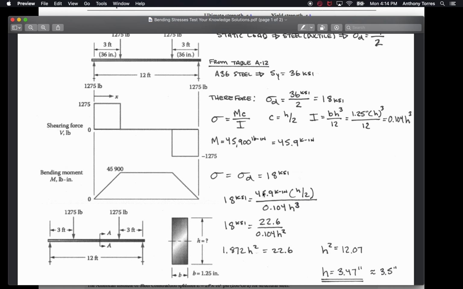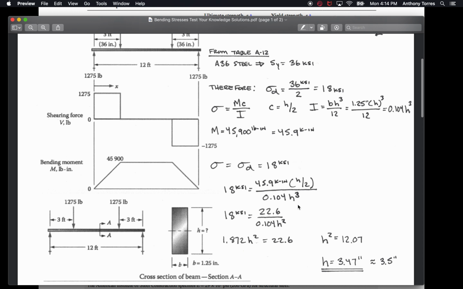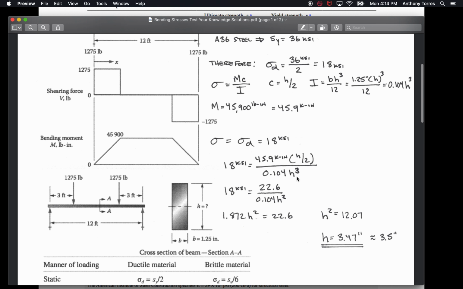C is H over 2. I is 0.0104 H cubed. Just solve for H now instead of sigma like we normally would do. I'm just doing some math here. With the H over 2, I can put the 2 into the 45.9 and get 22.6. And then what happened to the H? Well, there's one H up here and 3 H's over here. That one takes one away, so now there's only 2 H's down here.